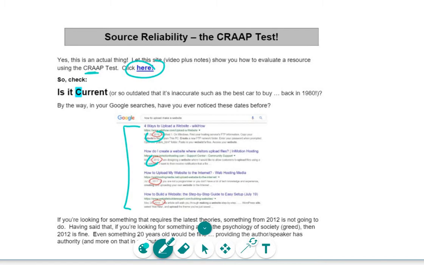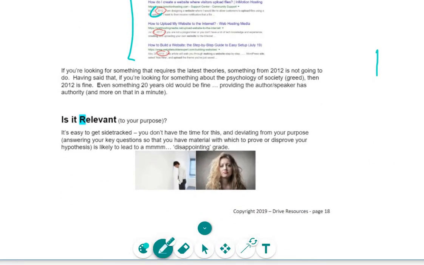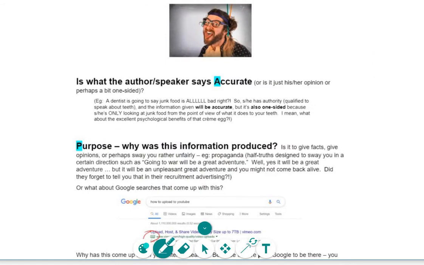So is it current? Is it relevant? Or are you getting sidetracked again? Remember, we talked about getting sidetracked. And remember, if you're not proving or disproving your hypothesis, you're going to get a disappointing grade, and we don't want to feel like these guys here. Here's your authority.